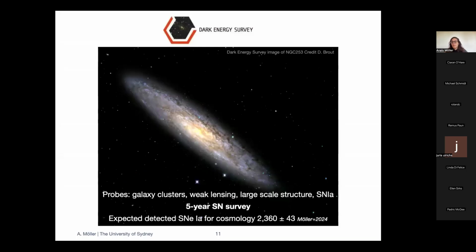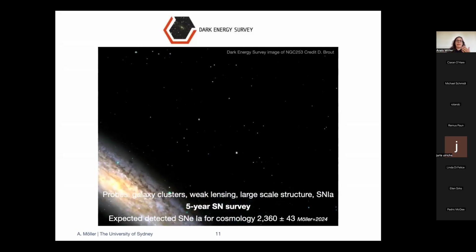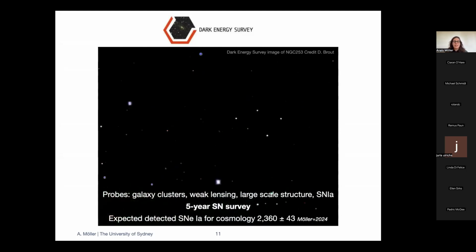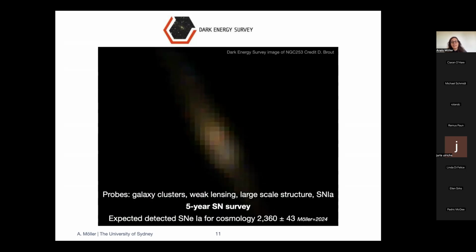So let's start with the Dark Energy Survey. The Dark Energy Survey was a 5-year supernova survey. Well, of course, we have other probes for measuring the effect of dark energy in our universe, but today I'm going to concentrate on this supernova survey. So it's 5 years, and we expected to discover around 2,300 type 1a supernova, well sampled with good measurements for cosmology. Now, we're not searching for supernova in this beautiful galaxy that is NGC 253, but what we're searching for is supernova exploding in this galaxy, and right now, a type 1a supernova just exploded.